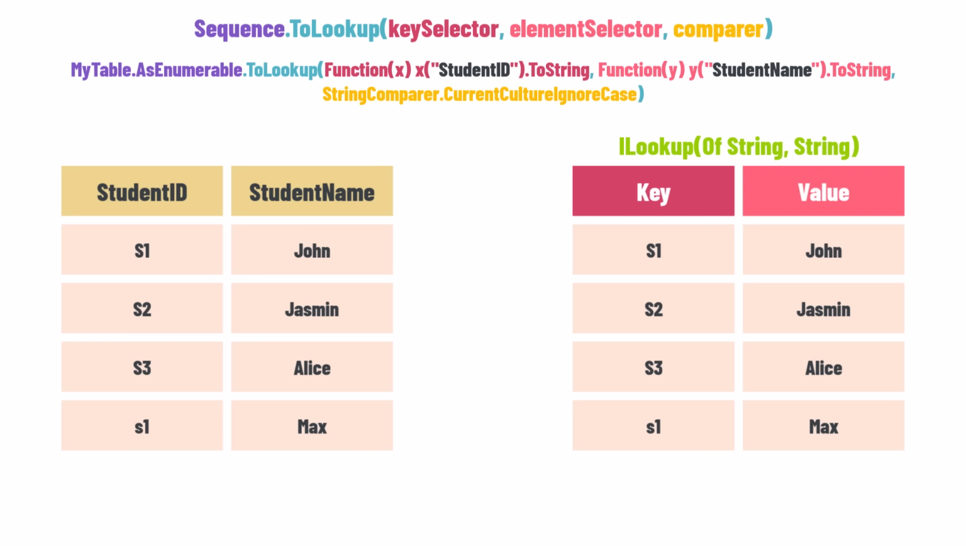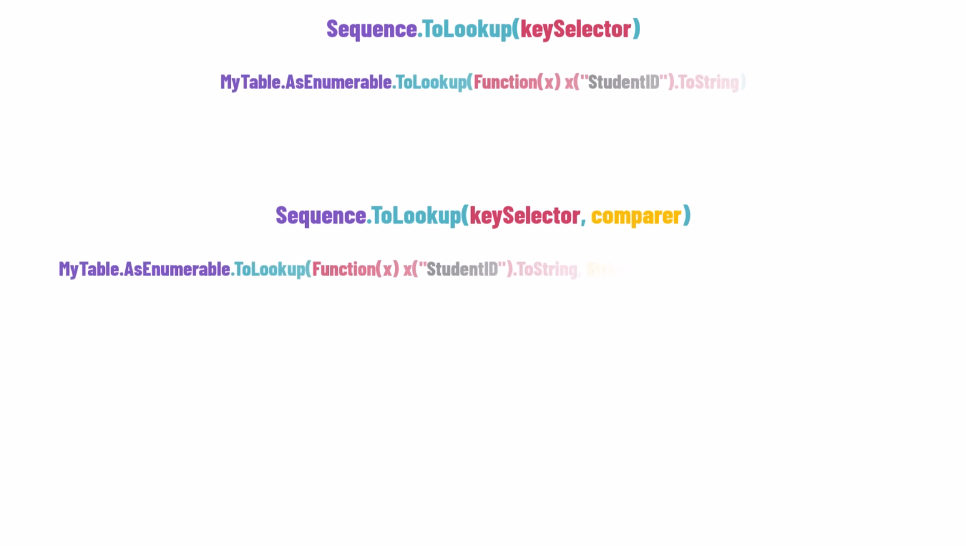This is how to use the second overload. The third and fourth overloads work also in the same way. We only select the keys using a lambda expression, and the values will be automatically selected, depending on the data type we have. So, no need to explain them again. That's all about ToLookup method.